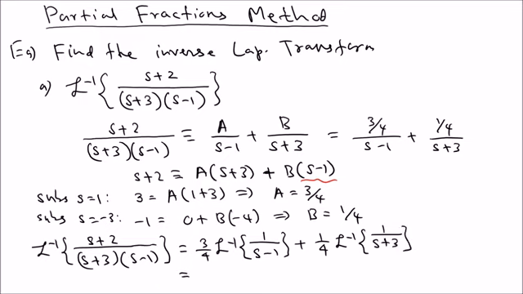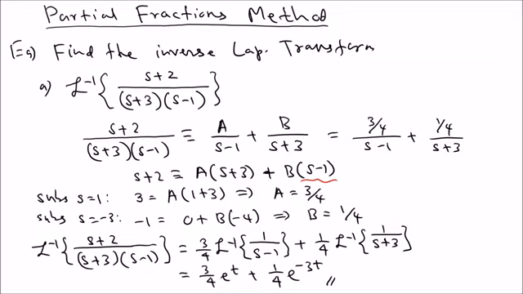So now what's going to happen? We know the inverse of 1 over s minus 1 is e to the t. So it is 3/4 e to the t plus 1/4 e to the minus 3t. So that's it. You can see it's very easy to find. The only thing that we need is partial fraction decomposition. So if you know how to do that, everything looks great.